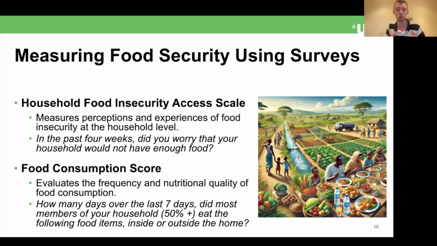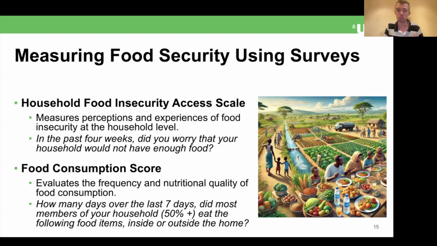Now, before digging into the methodology here, it's really important to have this definition of food security clear. So what does food security mean, and how do we measure that? Food security is about the frequency and the quality of the food that a household consumes. And the way that we often try to measure this is by doing surveys with households, the head of the household or another decision maker, asking questions like, for example, in the past 4 weeks, did you worry that your household would not have enough food?